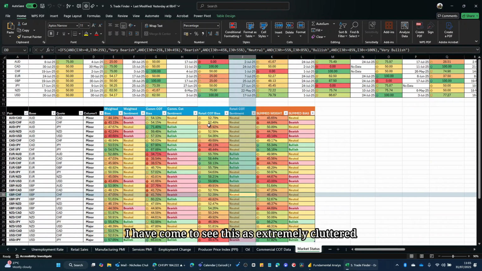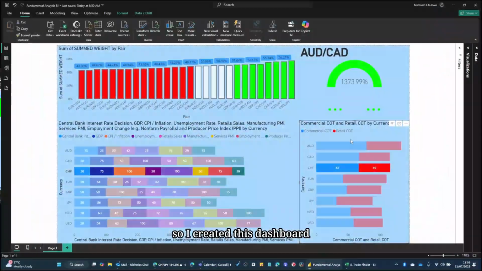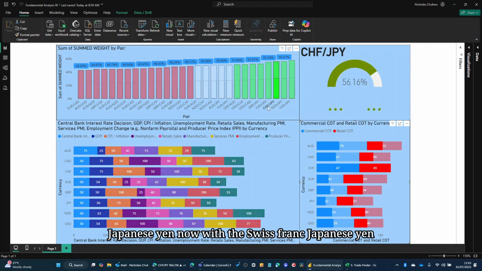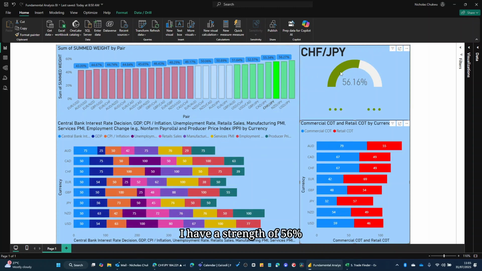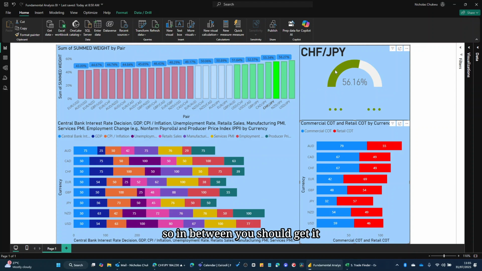Recently, I have come to see this as extremely cluttered and not representable to people a lot. So I created this dashboard. Now it is easier to represent data and read the data very fast. So we're going to dive straight into the Swiss franc Japanese yen. Now with the Swiss franc Japanese yen, I have a strength of 56%. Now, for those of you who don't know, 100% means very bullish and 0 means very bearish. So in between, you should get it.